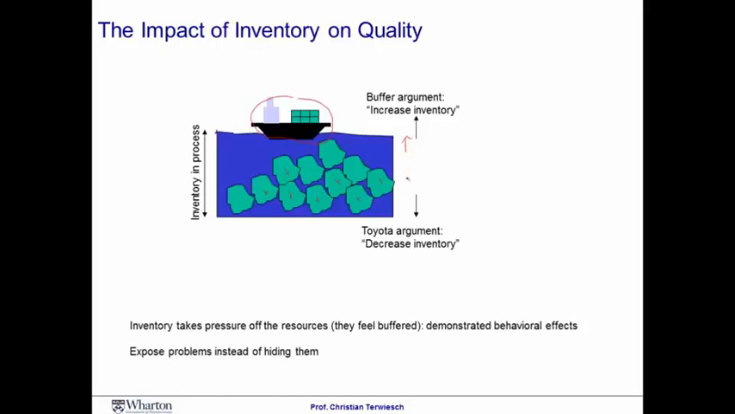If we put so much inventory into the system that we buffer every eventuality out of the way, we start taking the pressure off process improvement. So the Toyota production system in the lean literature argues actually the opposite. Instead of buffering systems, we should reduce the buffers so that we expose problems.